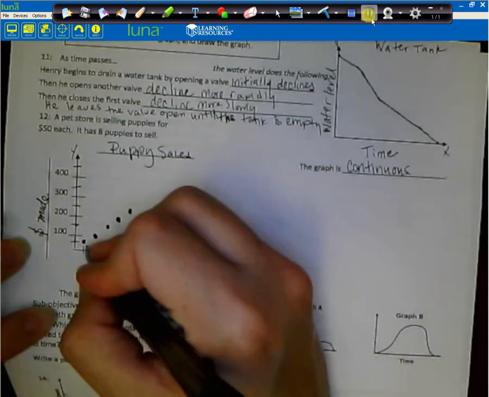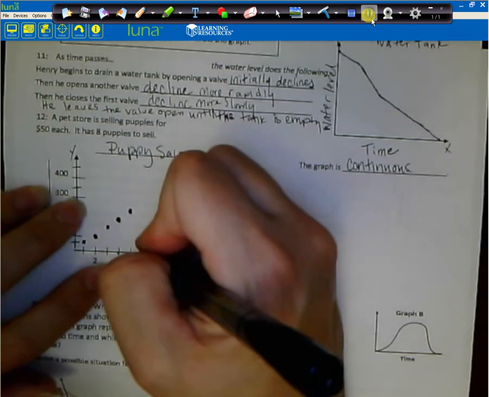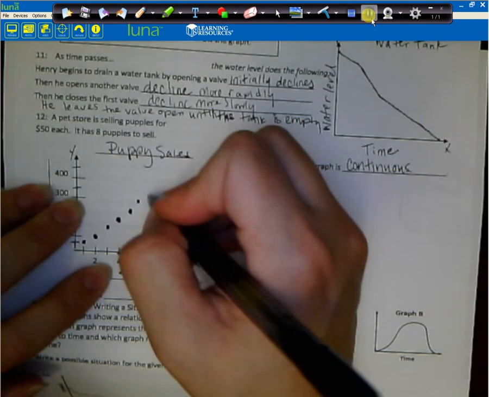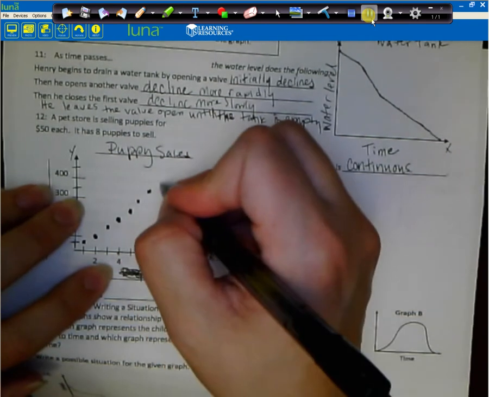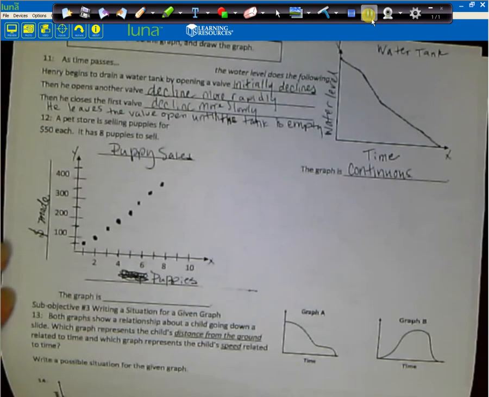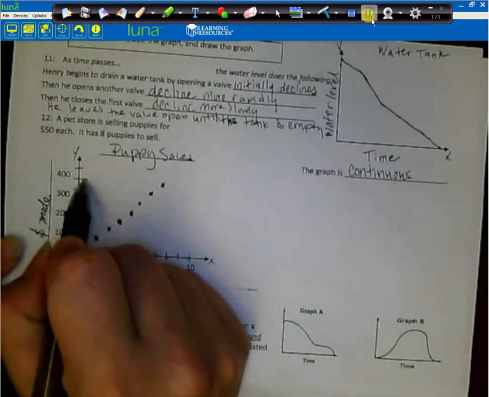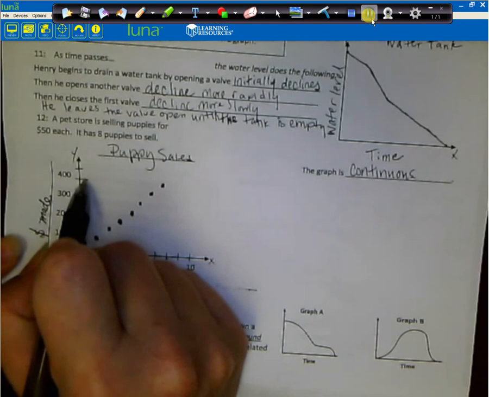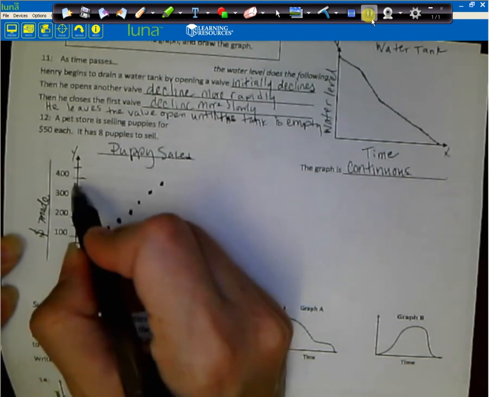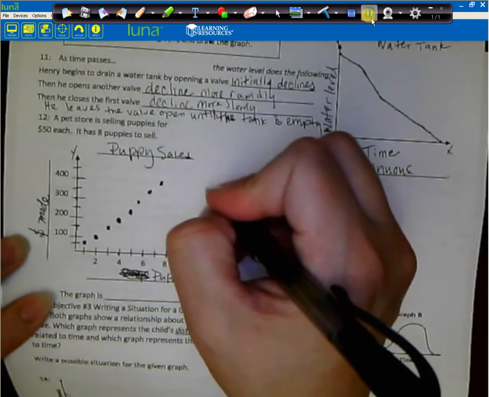So they've sold 1, 2, 3, 4, 5. By the 6th day, 6 puppies. 7th day, 7 puppies. 8th day, 8th puppy. So they've sold a total of 8 puppies. They have 8 puppies to sell, and they're ultimately earning, we can see here, 1, 2, 3, 4, 5, 6, 7, 8. Just double checking myself. $400. They've earned $400. So the amount earned is $400.